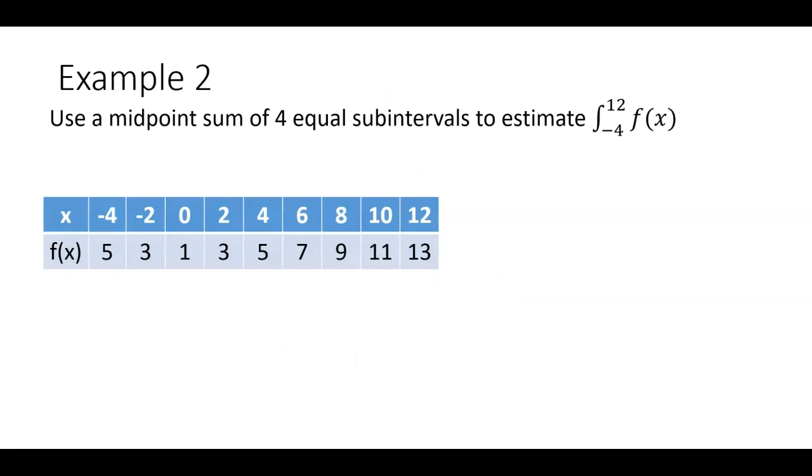I do the graph problems because I want you to understand what we're doing, because it really is a geometry thing. But I always segue into tables and equations after that, because that's how it's going to be presented to you. They're not usually going to give it to you in the format of a graph usually. All right, so let's go ahead and take a look at example 2. All right, so we're doing a midpoint sum, right? They also want 4 equal subintervals.